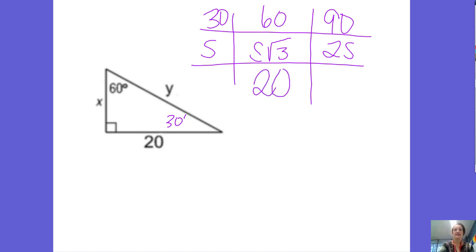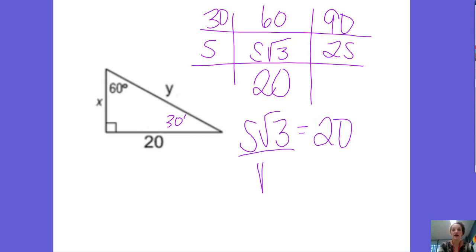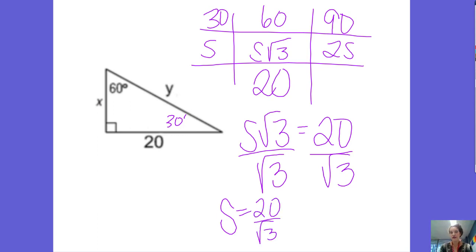This time we know the side across from the 60-degree angle, which is 20. Whenever we have the side across from the 60-degree angle, to get the short side, the side across from the 30, we divide by root 3. So S root 3 equals 20, and I have to divide by root 3 to get the short side.